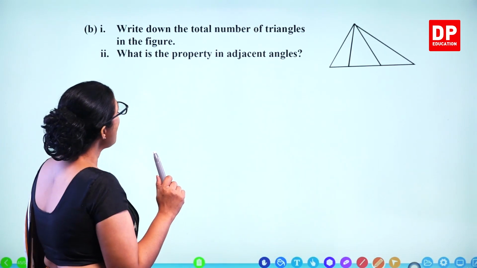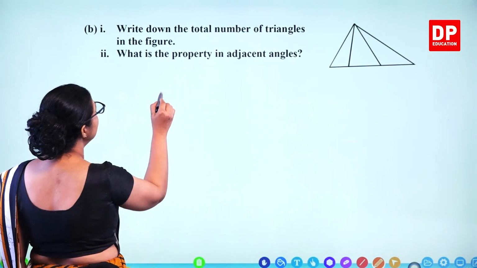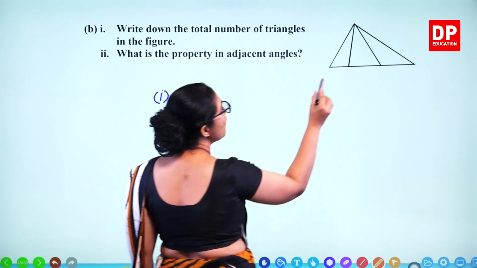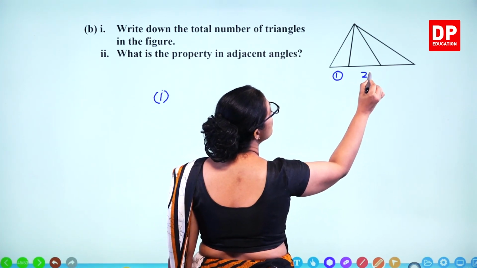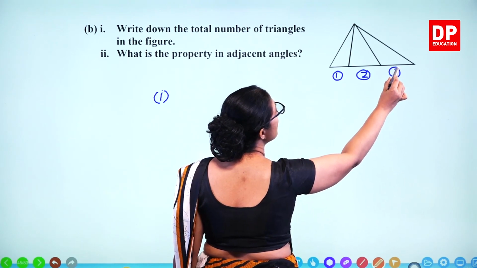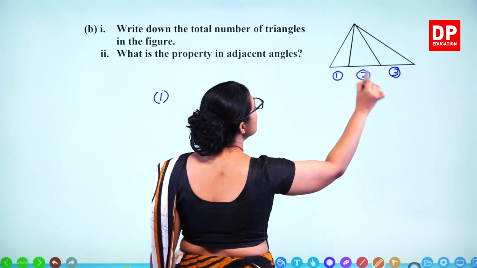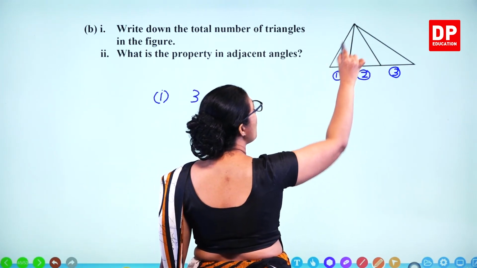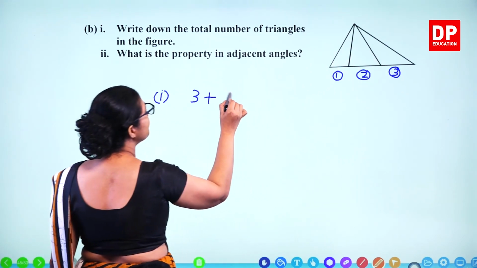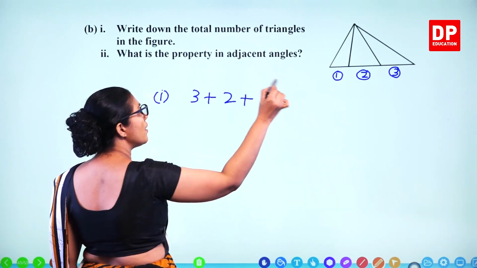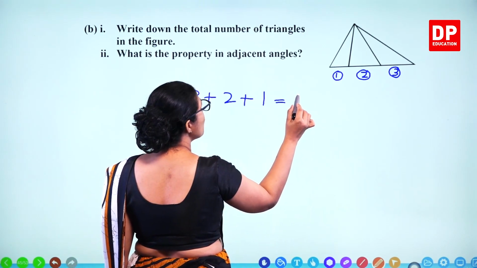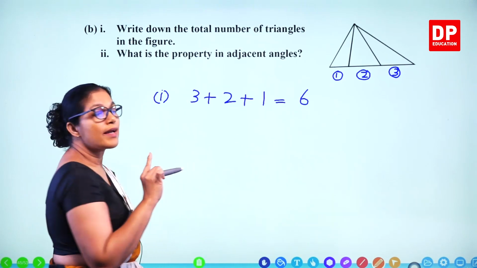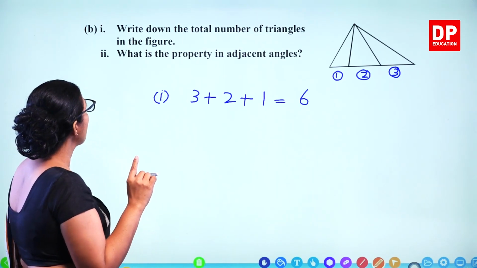Write down the total number of triangles in the figure. We'll first find the smaller ones. 1, 2, 3. And the bigger ones? That's 3, 2 together, 1, 2. And the full big one, that's 1. 3 plus 2, 5 plus 1. 6 triangles are there all together.